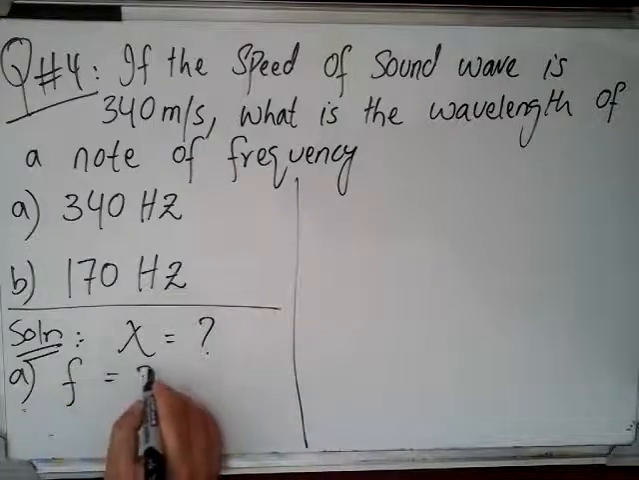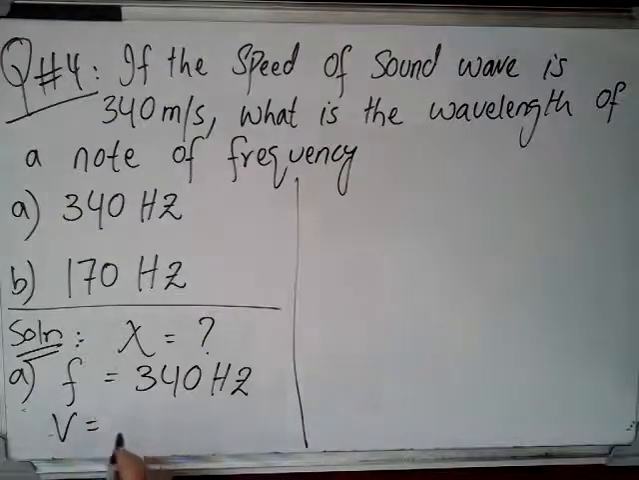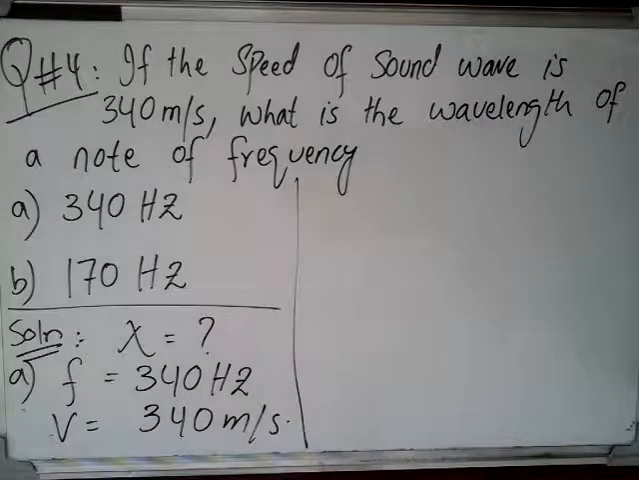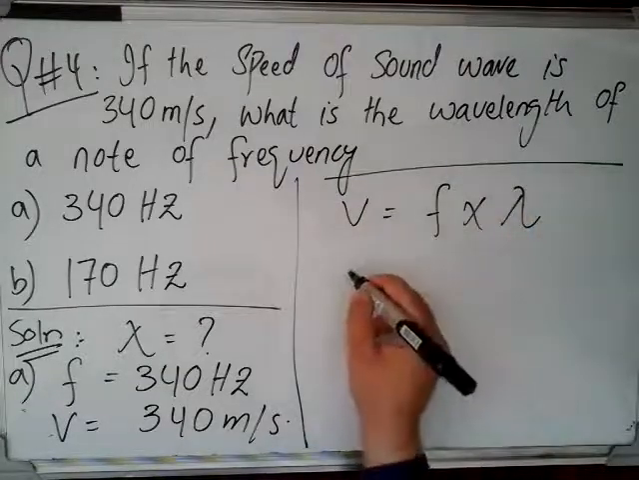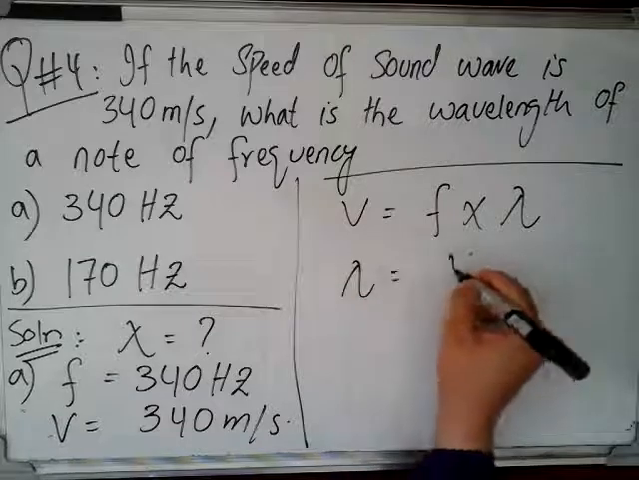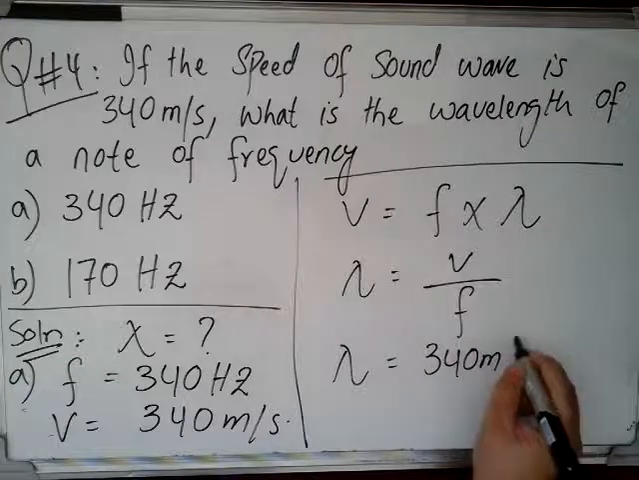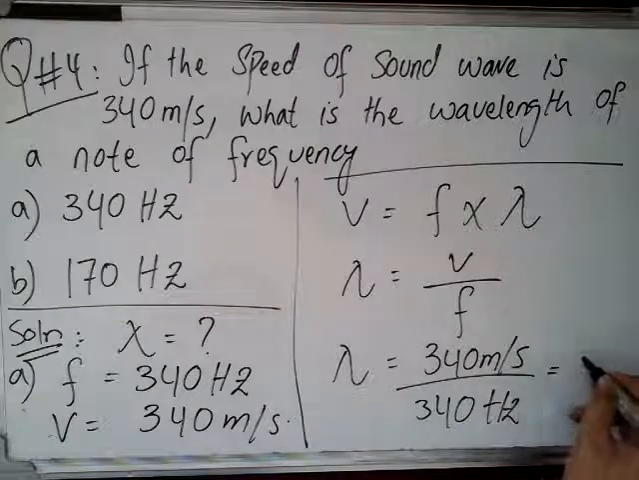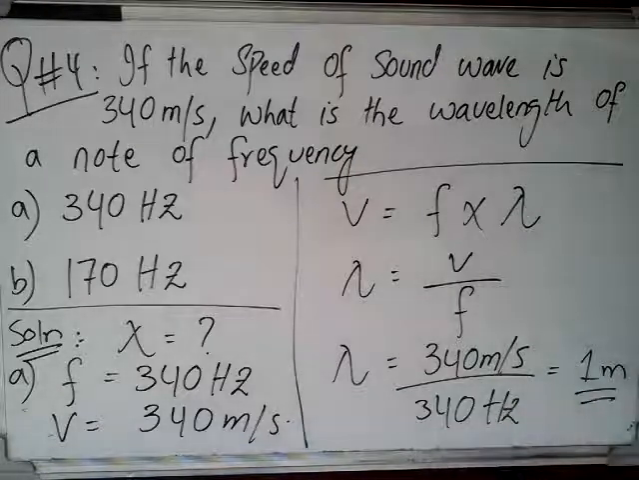In part A the frequency is 340 hertz, and the speed of both the waves is 340 meter per second. So we know that the formula of speed is equal to frequency multiplied by wavelength. So wavelength would be equal to speed divided by frequency. Here it is given 340 meter per second divided by 340 hertz. So the wavelength would be 1 meter. This is the first answer of the first part.